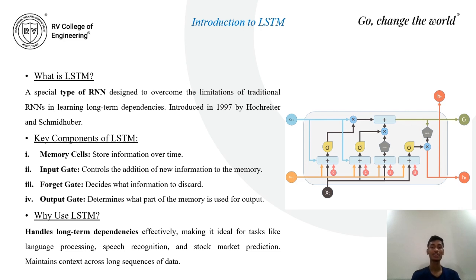To summarize, LSTM has four major components. The memory cells are the core part of LSTM units. They store information over time, acting as short-term memory. The next is the input gate. This gate controls what part of input memory should be added to the memory cell. The next is the forget gate. As the name suggests, this gate decides what part of information should be discarded from the memory. Finally, the output gate determines what part of memory should be used to calculate the final output.